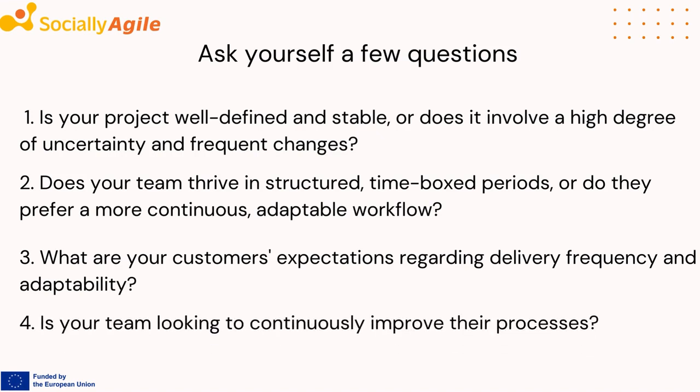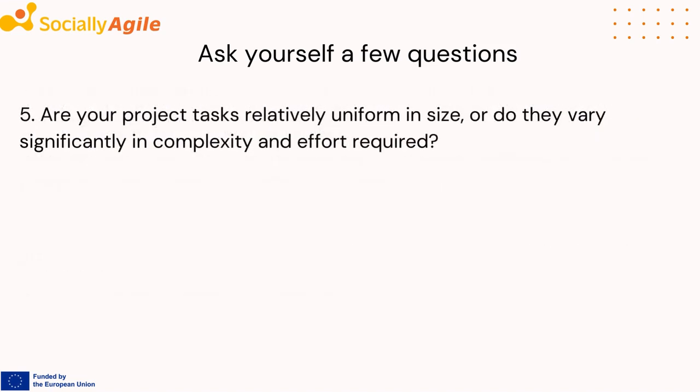4. Process improvement. Is your team looking to continuously improve their processes? Both Scrum and Kanban encourage retrospectives, but Kanban's focus on flow can be particularly conducive to ongoing process optimization. 5. Work item size. Are your project tasks relatively uniform in size, or do they vary significantly in complexity and effort required? Scrum sprint planning may work well for tasks of similar size, while Kanban's flexibility can handle variations more smoothly.